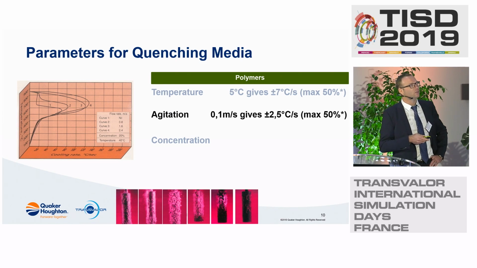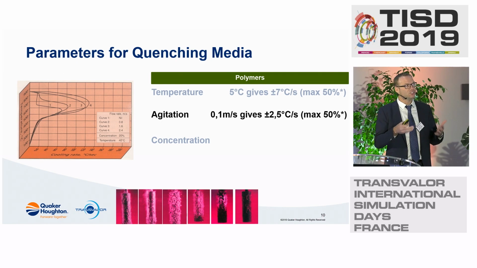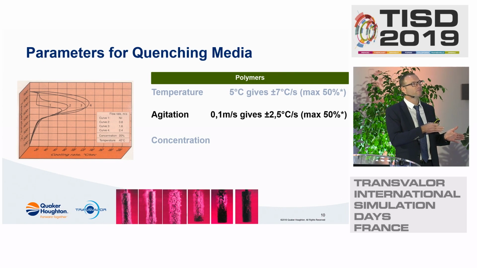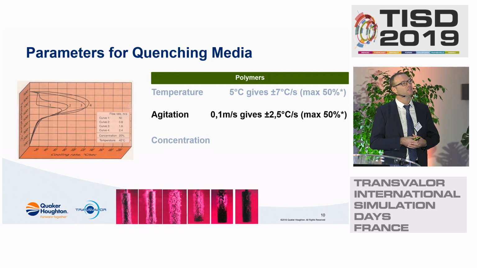With agitation, when we speak about an immersion tank, we know that agitation for polymer is something very key. And having a difference in agitation of 0.1 meter per second gives 2.5 degrees per second of difference in cooling rate. Sometimes we can have a bath from 0.1 meter per second up to 1 or 1.5 meters per second. So it's very important to consider agitation because it can really make a big change in cooling speed.